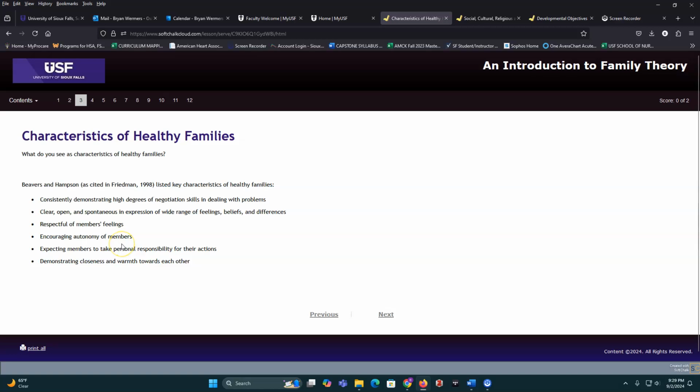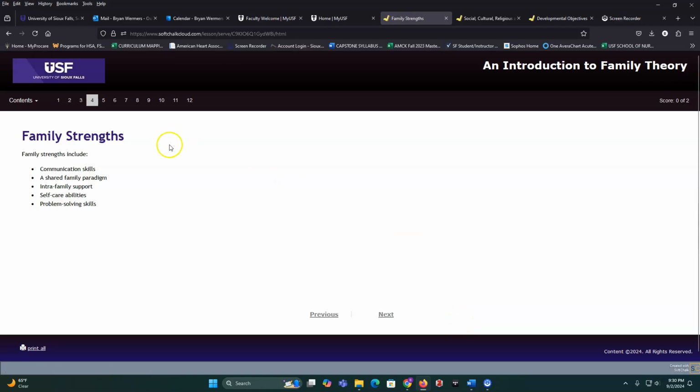Encouraging autonomy of all of its members. I met some families in which they didn't want the kids to grow up. They didn't want them to go and strive and become, and in a way I felt that was kind of sad. Expect members to take personal responsibilities for their actions. I think that's healthy. And then demonstrating some closeness and warmth towards each other.